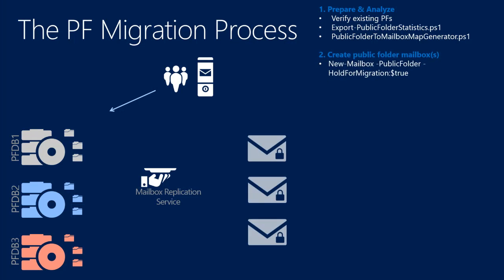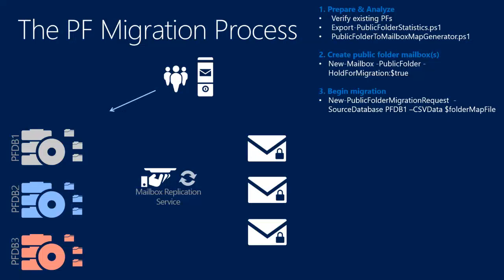That creates your map file, and that map file basically tells you how many public folder mailboxes you need. Then you create the public folder mailboxes, and you create them with hold for migration true to make sure they are locked for migration. And after that, you create a migration request to let Exchange 2013 know it should start the migration. At that point, the hierarchy will be copied over and the content.